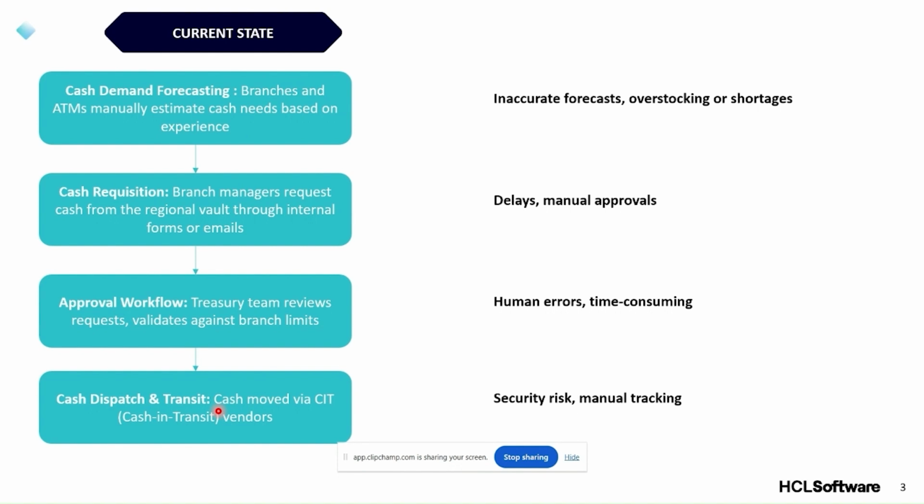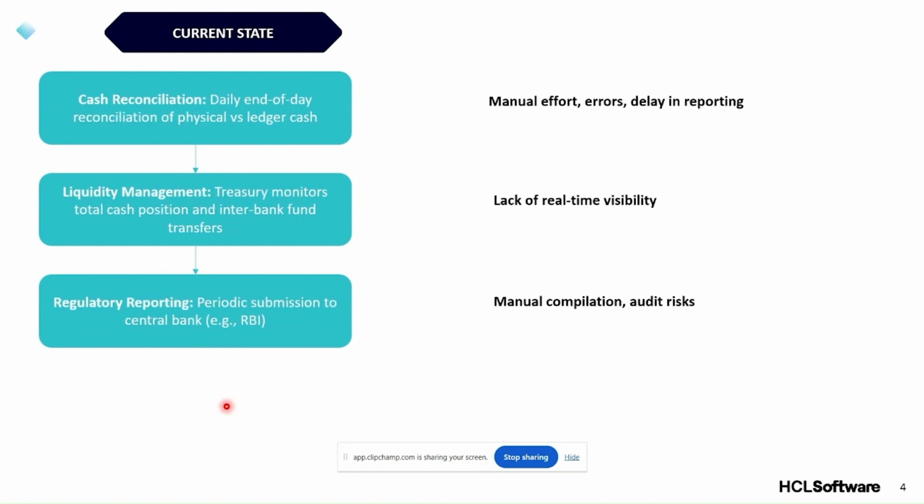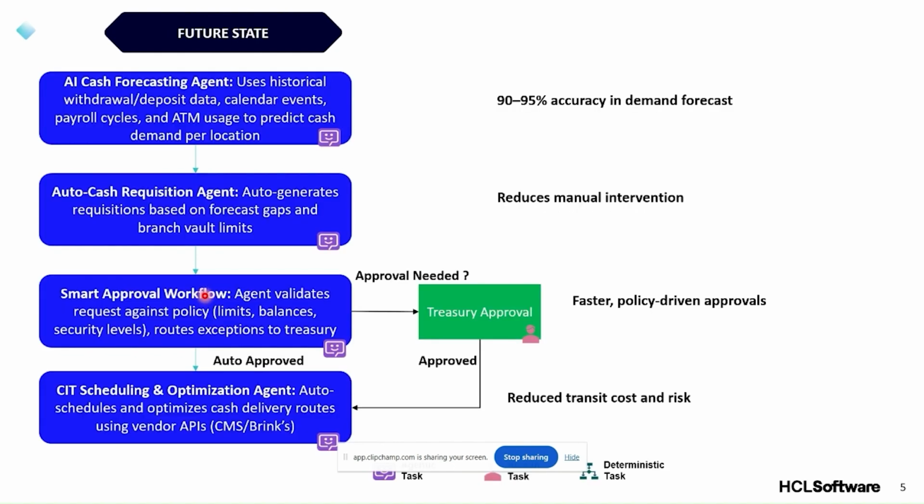So a CIT request would be raised. And at the end of the day, the reconciliation of the cash would happen, that is, physical versus the ledger cash. Also the treasury would monitor the total cash positions and do the interbank fund transfers. And finally, the regulatory reporting or periodic submission would go out to the Reserve Bank at the end of the day. So this is the typical process in a manual situation.